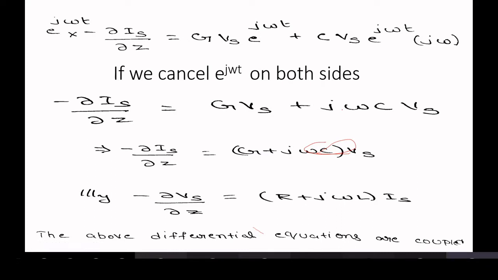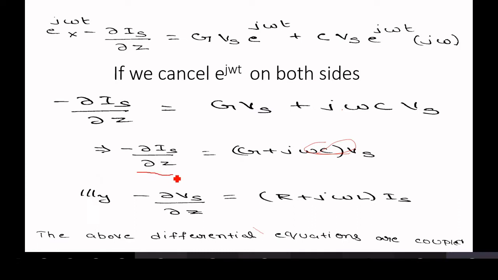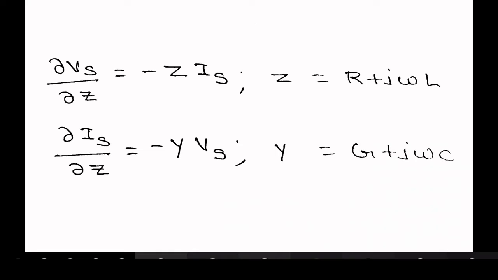Now in this class, we will differentiate these two equations again with respect to Z. We will differentiate these equations with respect to Z, and we will see what we are getting. And these equations can be expressed in this way, right?